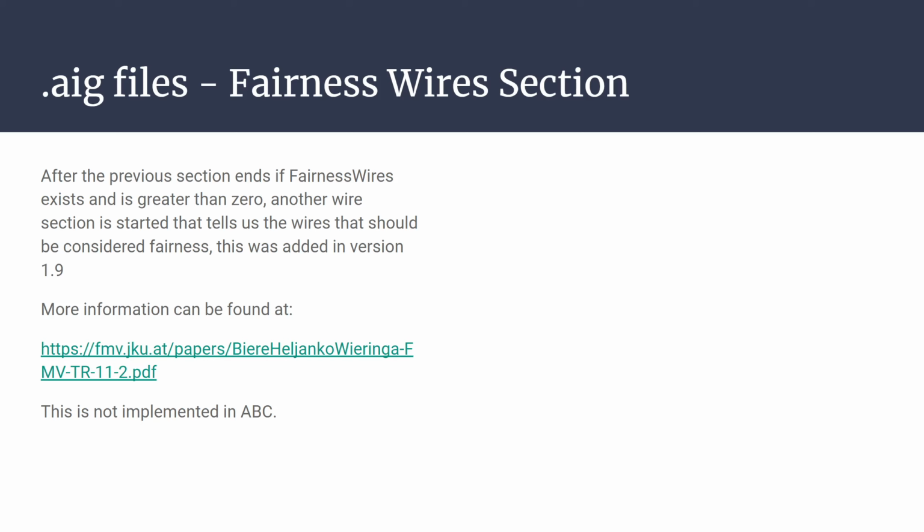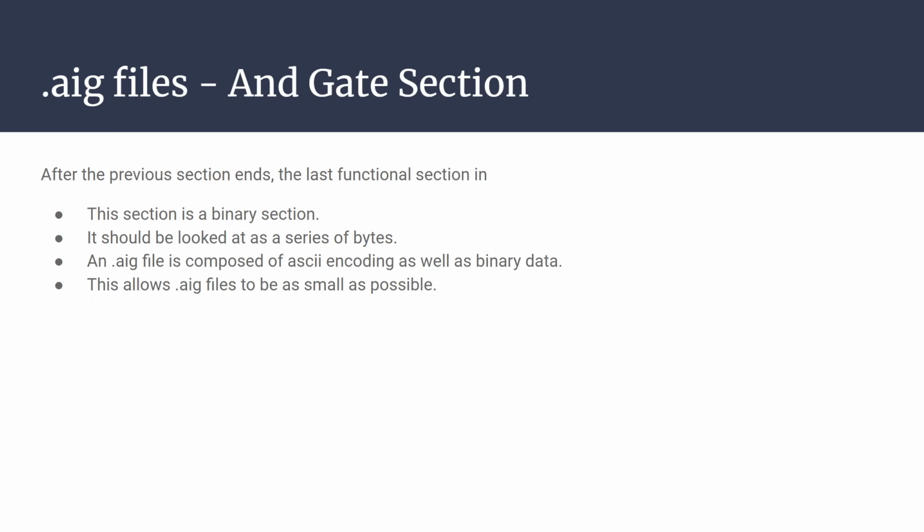So AND gates are difficult. All right. After all the sections that came before, we have a section that talks about AND gates. And this section is actually written in binary. So I'll show you the file soon. You'll see that it's not even readable by VS Code. Why? Because it's just a series of bytes.